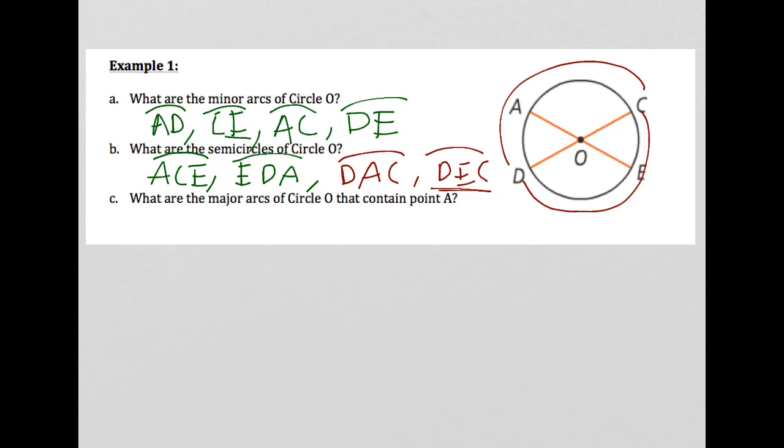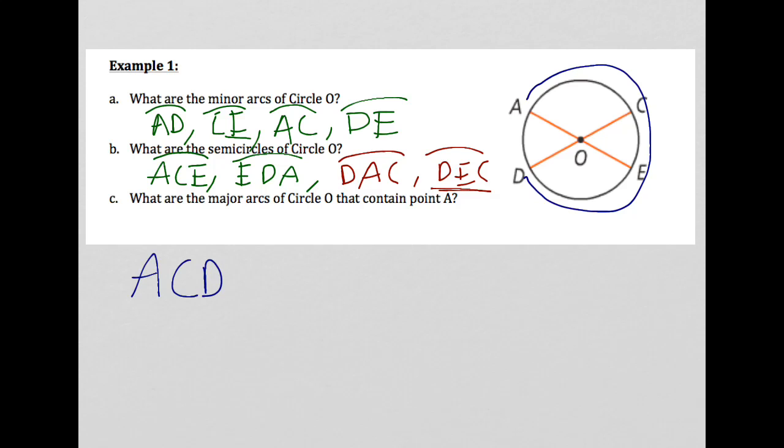Now, the last part of the question, or the example, asks us, what are the major arcs of circle O that contain point A? So first of all, keyword major, that means that it has to be greater than a semicircle, or greater than half the circle. And then we're worried about major arcs that contain point A. So see if you might be able to find a few, but the first one that I see is if I go all the way around here, that arc ACD, that contains point A right there.